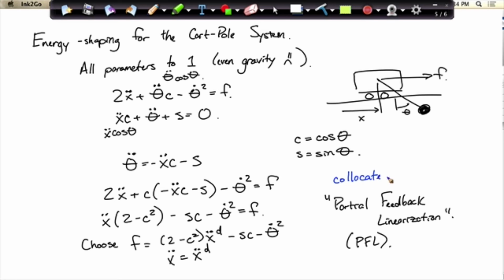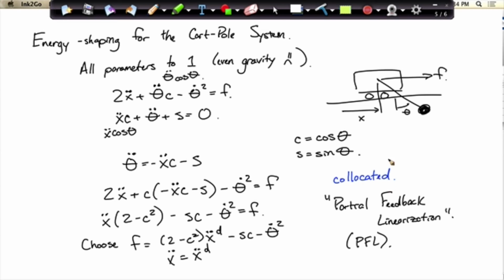Co-located. Because this is an example of partial feedback linearization where my actuator is on the same variable that I've linearized. Right? So I'm just taking all the annoying contributions from the rest of the system and canceling them out. I've got a motor right there, so it's not surprising if my motor's big enough that I could cancel out all the coupling terms and just do it. What's more surprising is that you can often do non-collocated partial feedback linearization.